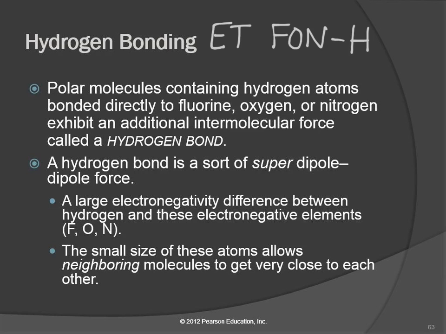Why? Well, these atoms, fluorine, oxygen, and nitrogen, are the three most electronegative elements. So when they bond with hydrogen, they really hog those electrons, and these bonds are more polar than regular polar bonds, because the degree of polarity depends on the difference in electronegativity. So this is a high difference of electronegativity, and these are small atoms. And so this allows neighboring molecules to get really close.